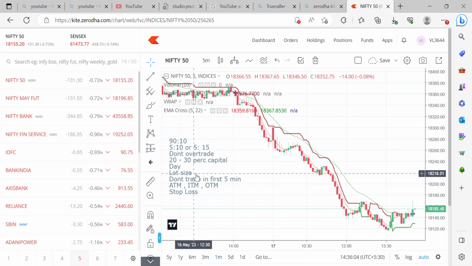Next, lot size. Understand that in Bank Nifty, the fixed lot size is 25 and in Nifty 50, the fixed lot size is 50. We have to take it as it is.